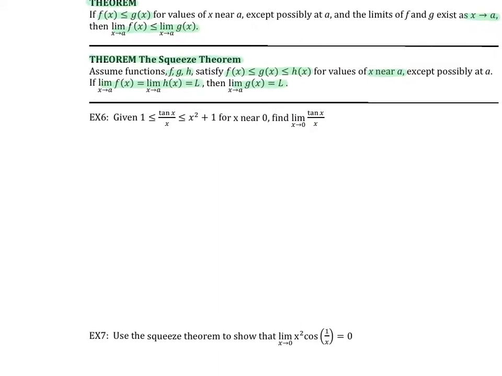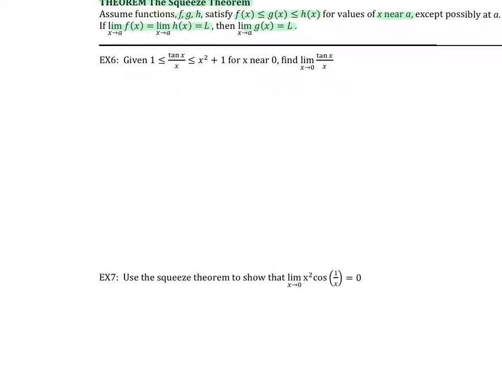Example 6 gives you tangent of x over x, and let's say that we're approaching 0. So near 0, tangent of x over x is going to be greater than or equal to 1, less than or equal to x squared plus 1.